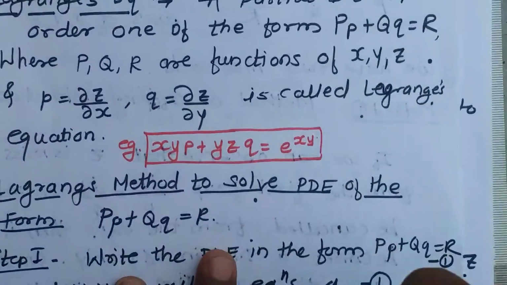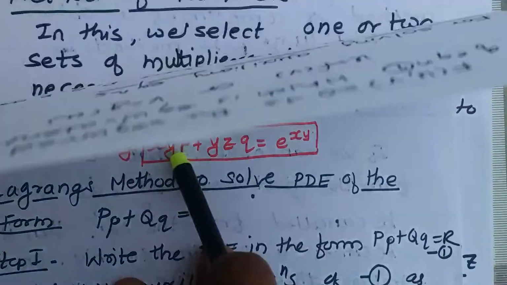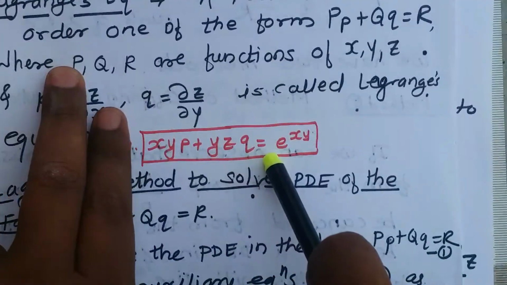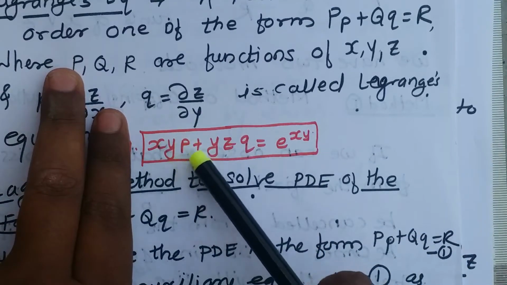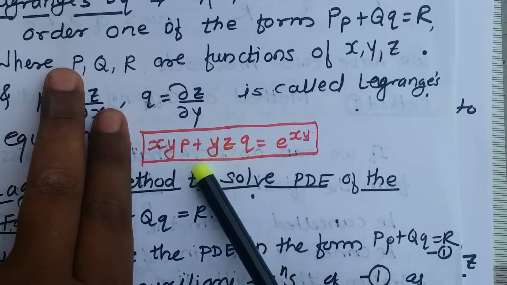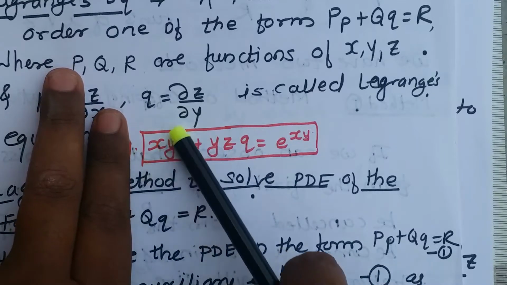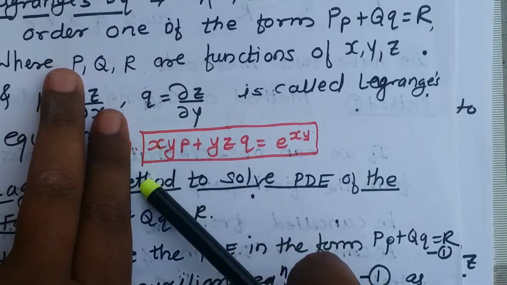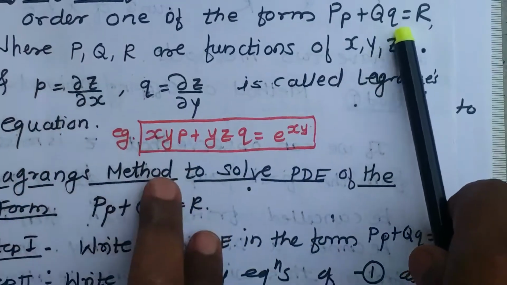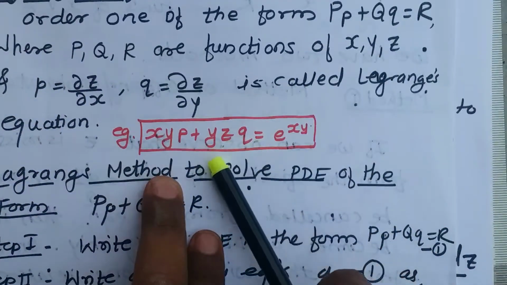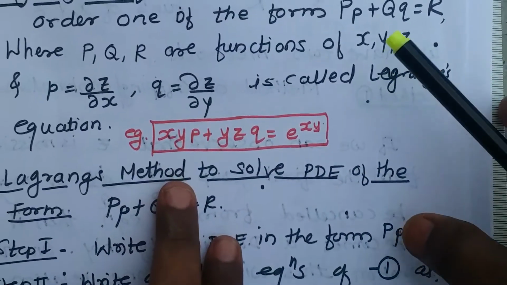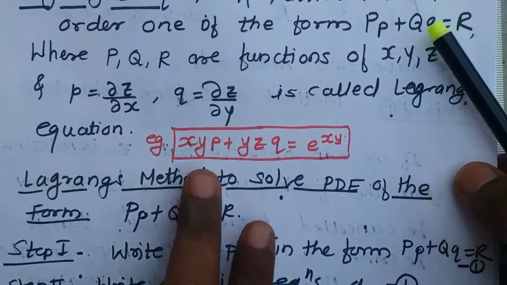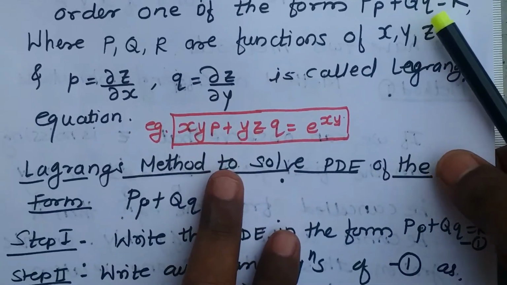One example of such a differential equation I have written: xy into p plus yz into q equal to e to the power xy. We have small p and small q in two terms. The coefficient of p is a function of x, y, z. This xy is your capital P. The coefficient of q is your capital Q, and the right hand side is your R. They are functions of x, y, z. Such types of differential equations are called Lagrange's equations.